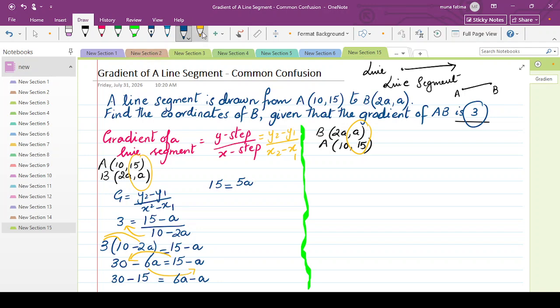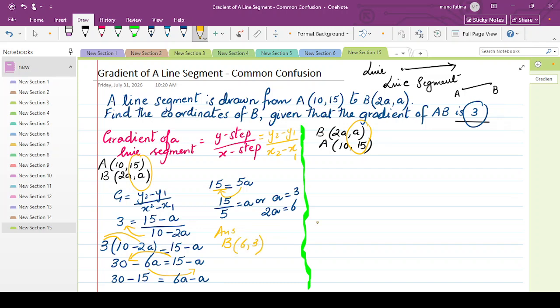The 5 needs to go to the other side because we want to find the value of a. It was being multiplied over here, so it is going to become the denominator. And we have 15 over 5 is equal to a, or a is equal to 3. Consequently, 2a will be 6. So we have found the coordinates of the point as required. The coordinates for B, there were 2a and a, so the coordinates will be 6 and 3.